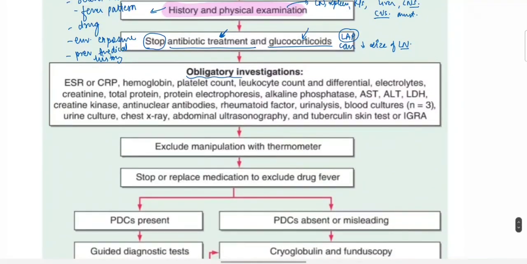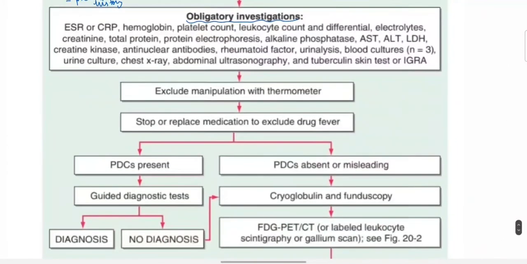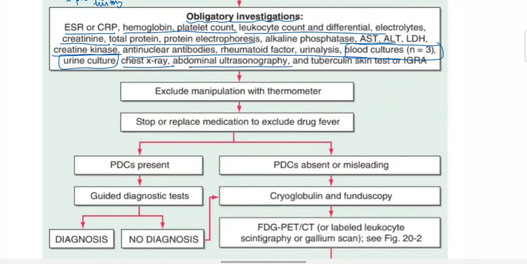Then we should perform the obligatory investigations. We have already discussed all of them, that is ESR, CRP, HB, platelet count, TLC and DLC, liver markers, that is AST, ALT and alkaline phosphatase, LDH, serum creatinine, total protein electrophoresis, creatine kinase, ANA, RA factor, blood culture, that is 3, which is very important, and urine culture 1, and chest x-ray, abdominal ultrasound, and tuberculin skin test or IGRA.